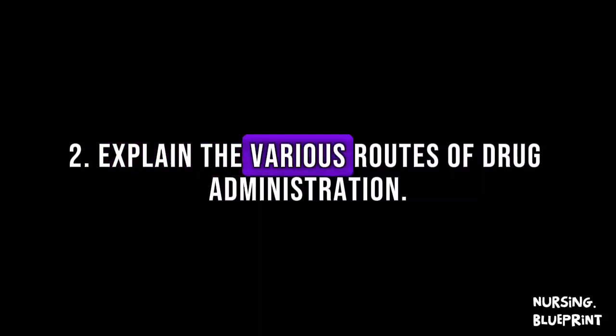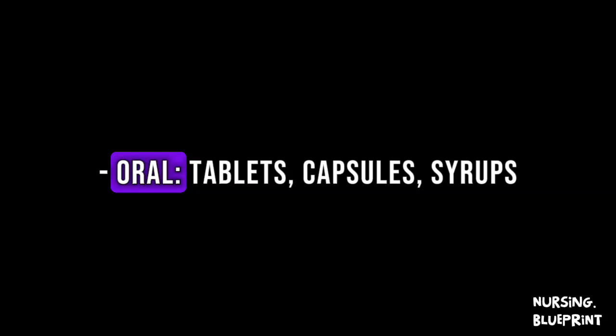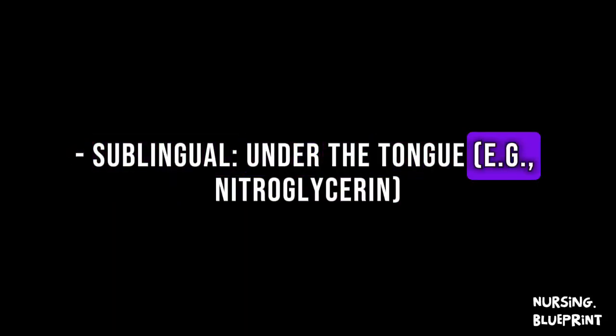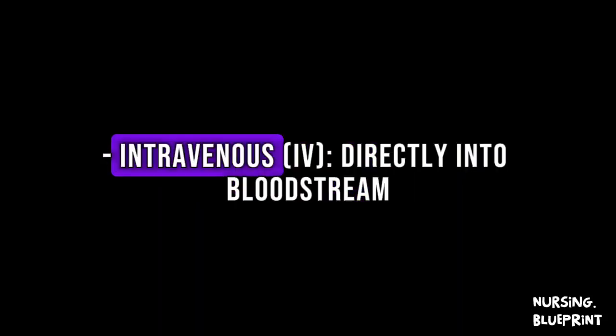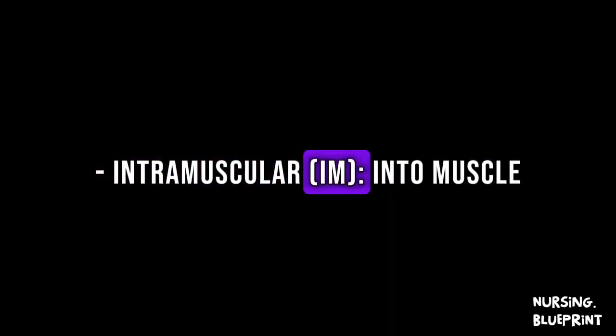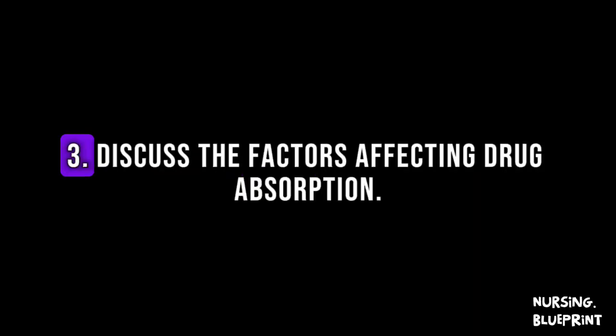2. Explain the various routes of drug administration. Routes of administration: Oral: tablets, capsules, syrups. Sublingual, under the tongue, e.g. nitroglycerin. Rectal: suppositories. Parenteral: intravenous, IV, directly into bloodstream. Intramuscular, IM, into muscle. Subcutaneous, SC, under the skin. Topical: creams, ointments. Inhalation: asthma inhalers. Transdermal: patches.